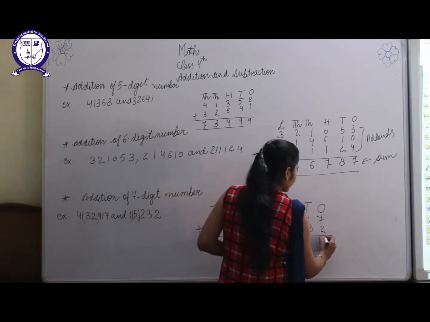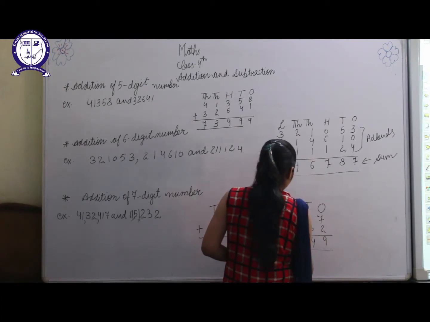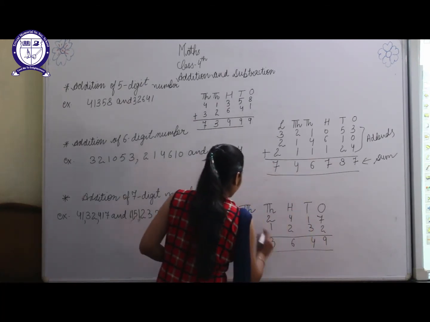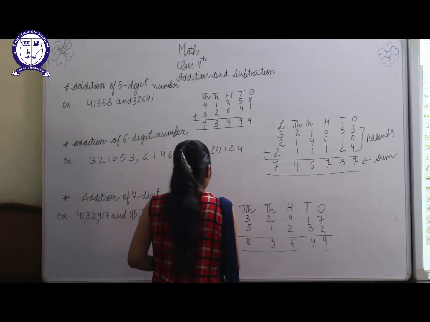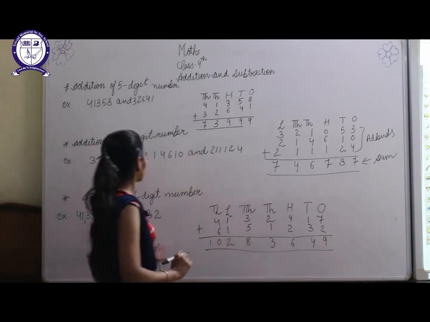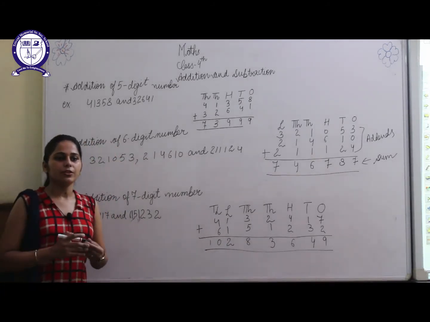7 plus 2 will give us the answer 9. 1 plus 3, 4. 4 plus 2, 6. 2 plus 1, 3. 3 plus 5, 8. 1 plus 1, 2. And 4 plus 6, 10. So this was about addition without regrouping, students. Now let's move towards addition with regrouping.